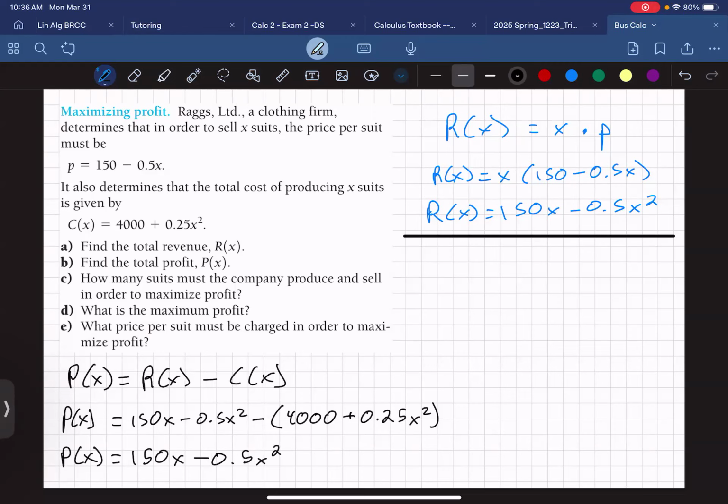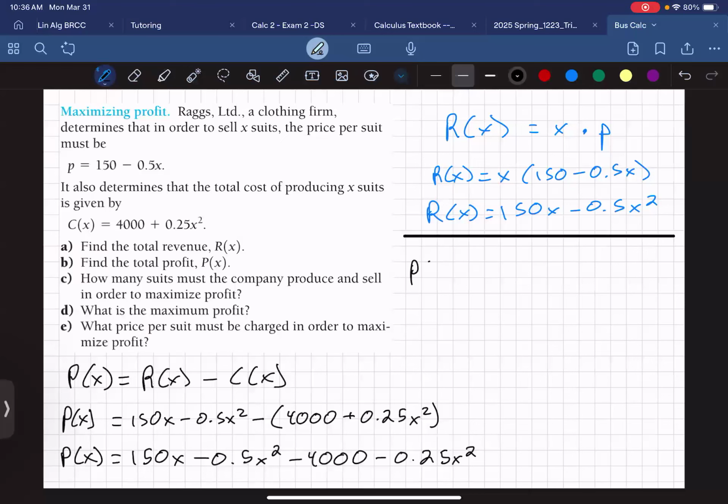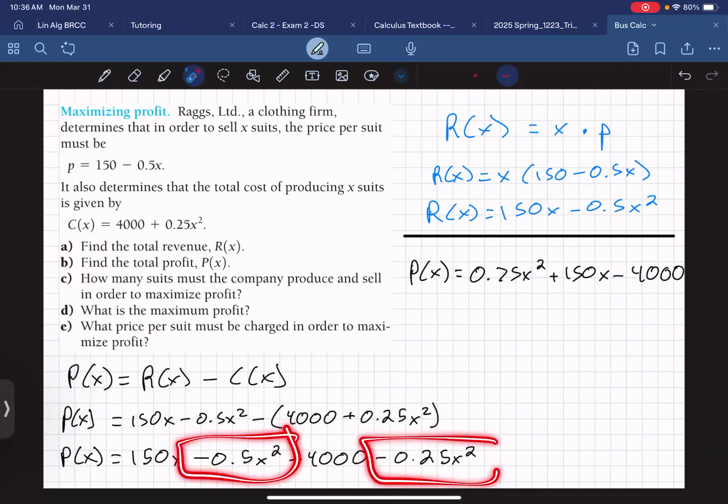Once you get to here, the key is to see that both signs change when we look at that cost function. When you do the subtraction, all the signs should change in the cost function. So they were both positive, now they're both negative. But you'll get into a situation where, hey, I just have to combine like terms. So we get 0.75 x squared plus 150x minus the 4,000. The only like term we had here was our x squared term.